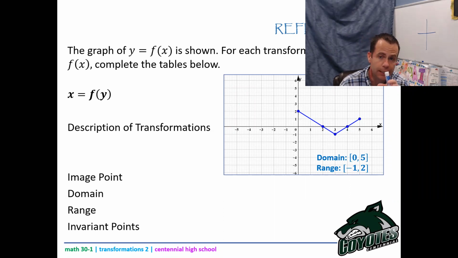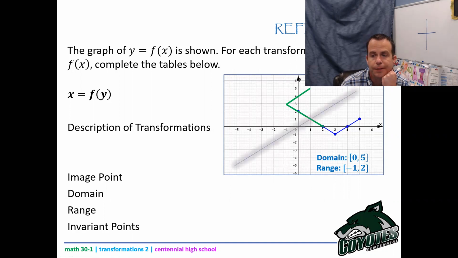Remember we said we take each point and switch the x and y values. This is the point (2, 0), so it'll become the point (0, 2). Here is (3, negative 1), so it'll become the point (negative 1, 3). (4, 0) becomes (0, 4), and (5, 1) becomes (1, 5). So when you plot those, you should get something that looks like that, okay?